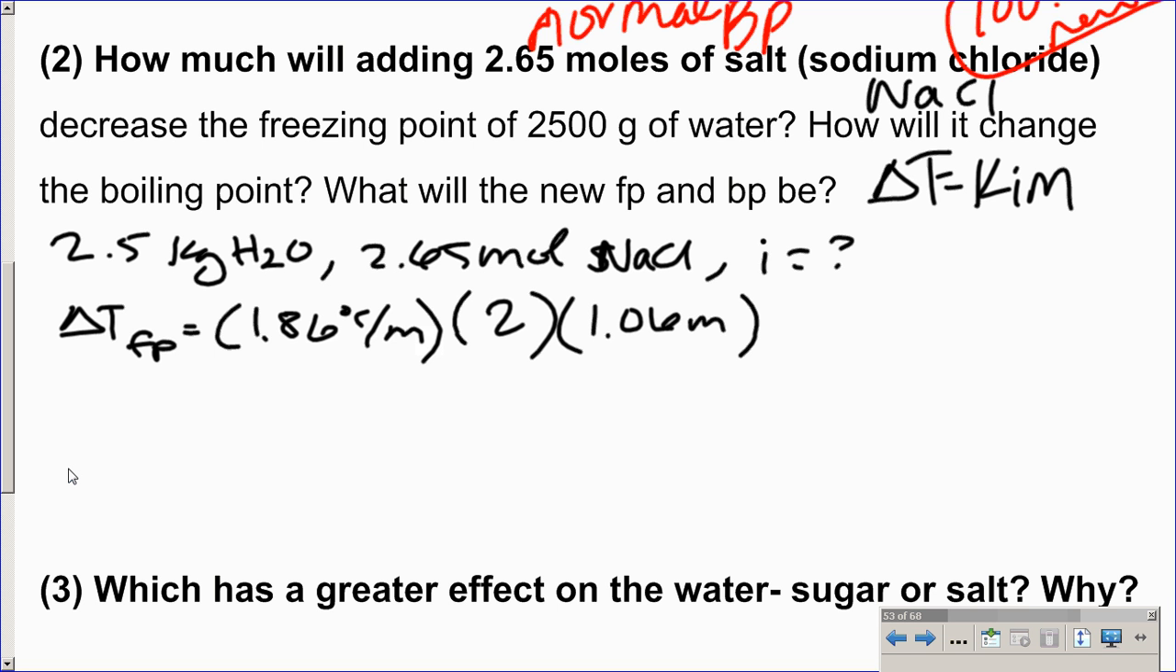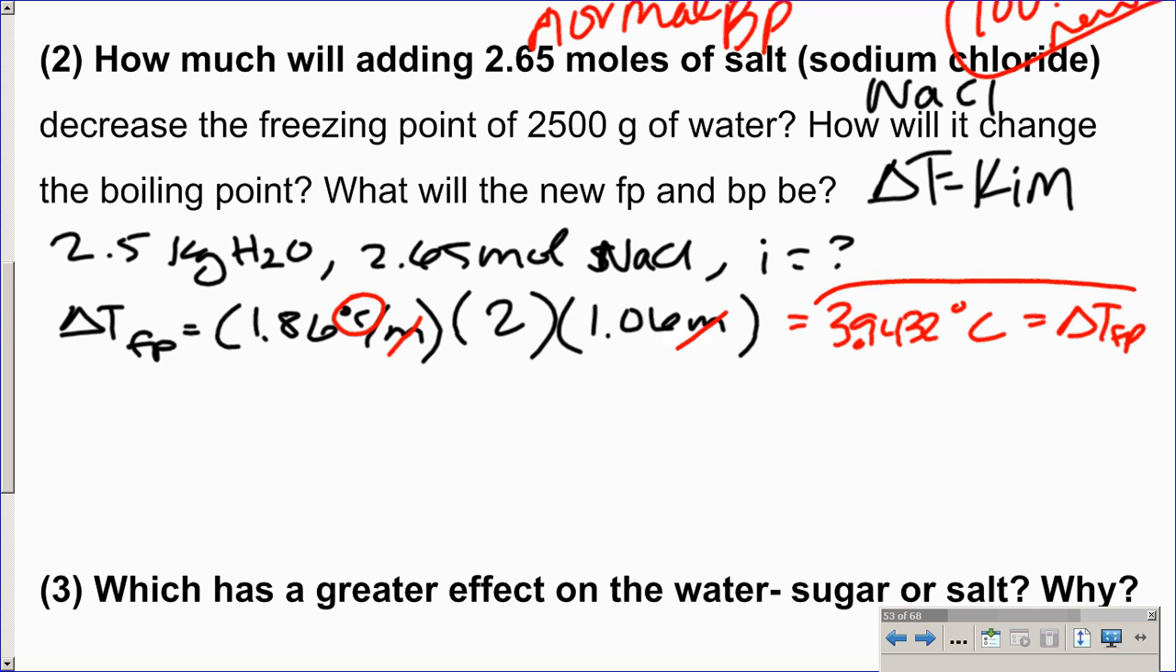Okay, so this one actually, I want to show you how your units are canceling, because molal is that unit, that little m. So little m here cancels with little m that's here, leaving you with degree C, which is what delta T is supposed to be anyway, so we're good. What did you get for your freezing point depression? What is it? Okay, so there's our delta T for freezing point. So what's the new freezing point of water?